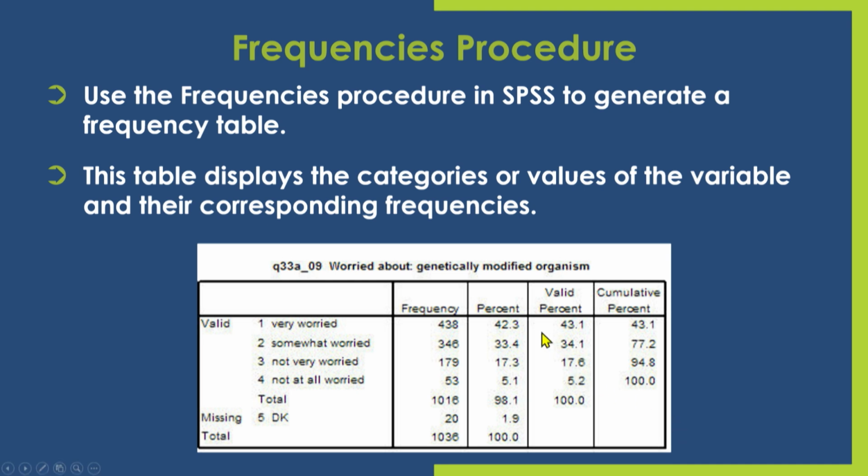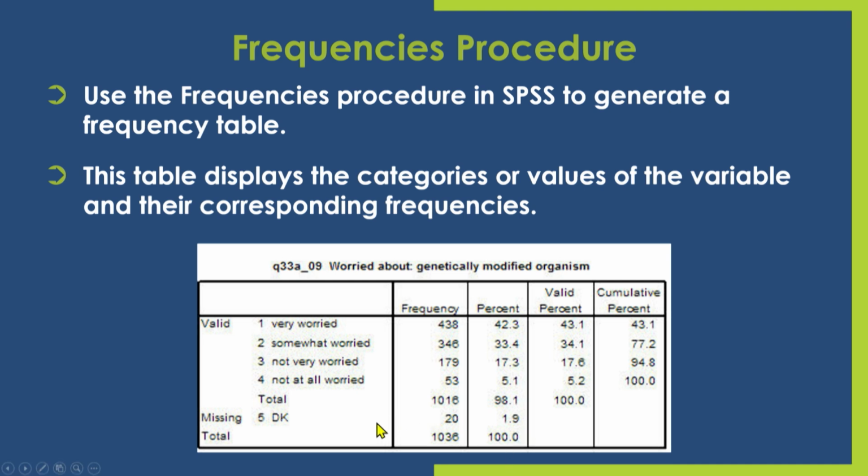At the top of the table, the variable name is displayed. In the first column, we will see the variable values and their corresponding value labels. The second column is the frequency. Frequency is nothing but the count for that particular value. That means for value 1, the count is 438. Similarly, we will see other counts. The total of the frequency count is 1036.